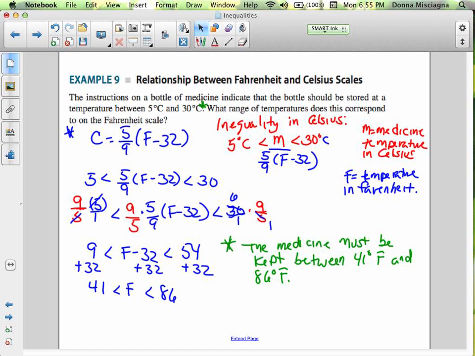Everything in Celsius, everything between 5 and 30 degrees. Well, if you're not used to working with Celsius, you want to convert that to another scale, perhaps. In this case, we wanted to convert it to Fahrenheit, right? So by replacing the temperature in Celsius with the relationship between Celsius and Fahrenheit, then we can solve for our missing degrees in Fahrenheit. And now we've answered this question. All right? So that's the end of this problem.